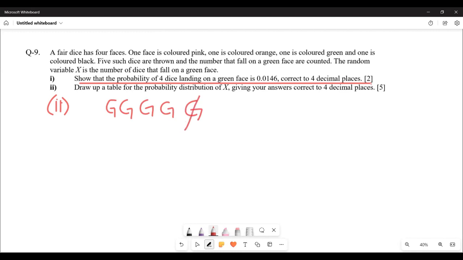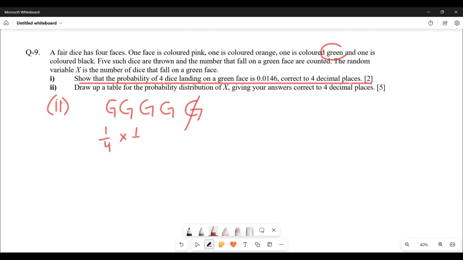पहला ग्रीन आया, दूसरा ग्रीन आया, थर्ड ग्रीन आया, फोर्थ ग्रीन आया, फिफ्थ ग्रीन नहीं आया. This is one of the cases. So I am going to write the probability of that. ग्रीन आने की प्रोबेबिलिटी क्या है? एक पिंक है, एक ऑरेंज है, एक ग्रीन है और एक ब्लैक है. सो हर डाइस पे ग्रीन आने की प्रोबेबिलिटी है 1/4. So I am going to write 1/4 for green.